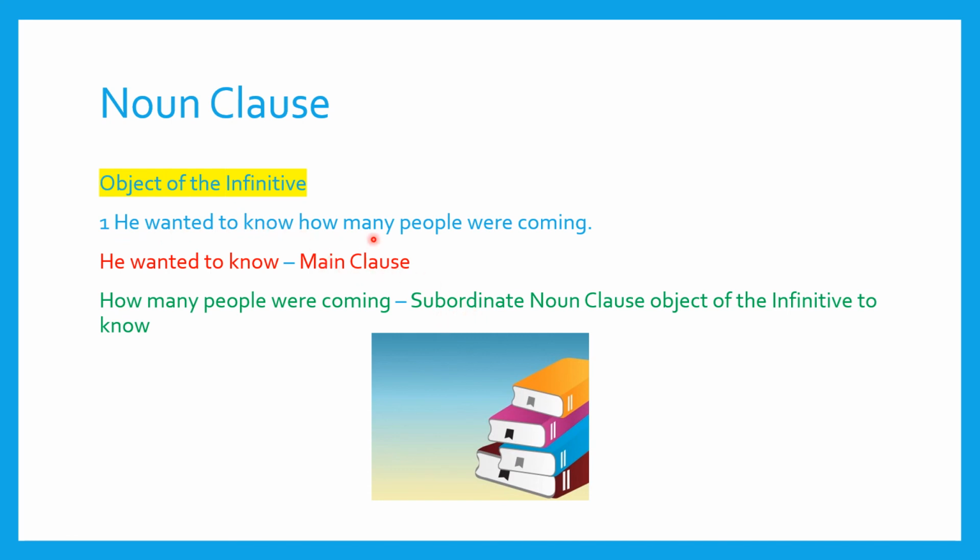What kind of a subordinate clause is how many people were coming? It is a subordinate noun clause. Why noun clause? When we ask the question what, who, or whom after the verb, here we will ask the question what after this infinitive to know. He wanted to know. Know what? How many people were coming? You get the answer. So therefore, how many people were coming is the subordinate noun clause, object of the infinitive to know, because you have asked the question what after this infinitive to know.